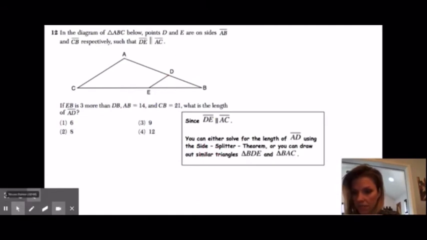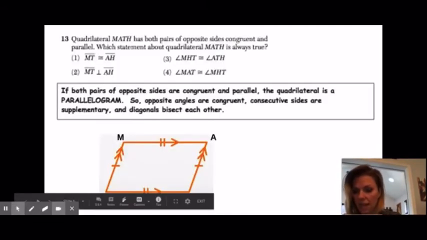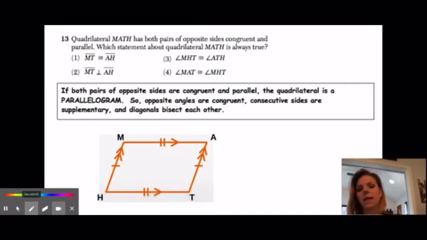All right, let's look at number 13. And we got a nice picture in here for you. So it says quadrilateral MATH has pairs of opposite sides congruent and parallel. Which statement about quadrilateral MATH is always true? Well, down here we drew a little picture, okay, and marked it. So the only information that they've given us is that both sets of sides are congruent. So see how MH is marked congruent to AT and MA is marked congruent to HT, and that both sets of sides are parallel. So that's all marked in the picture.